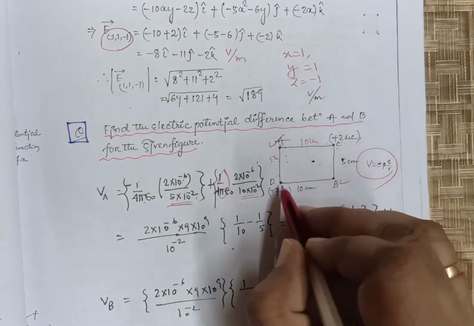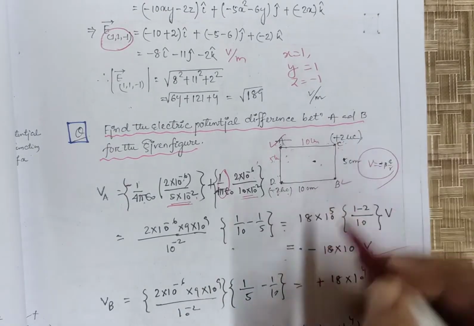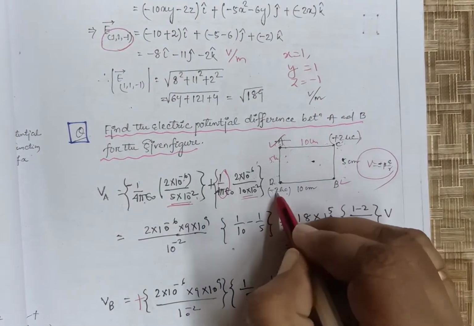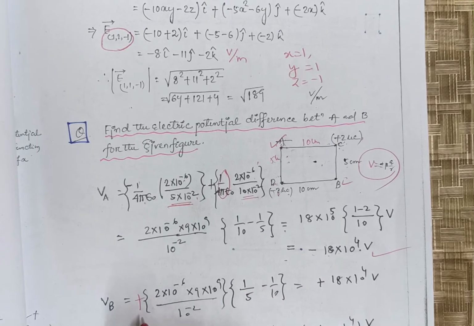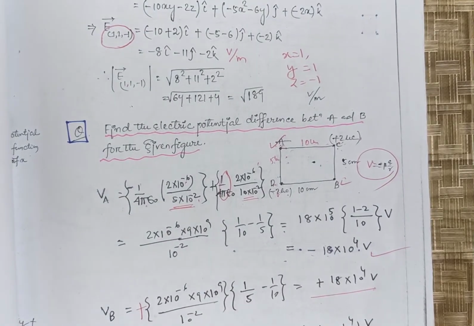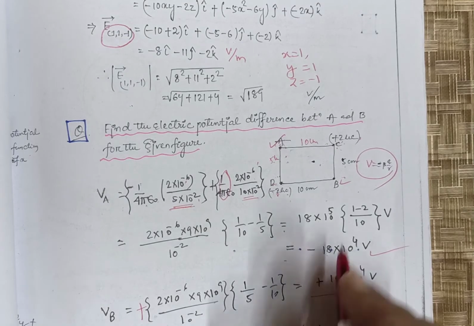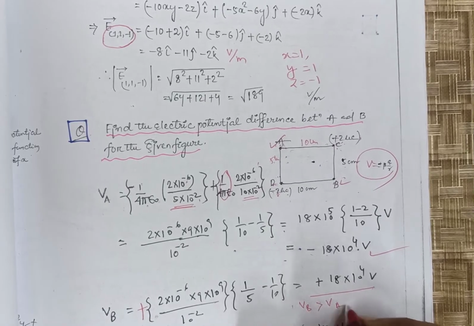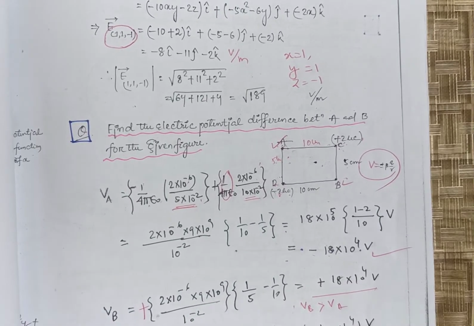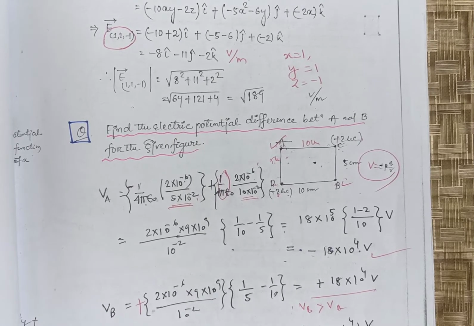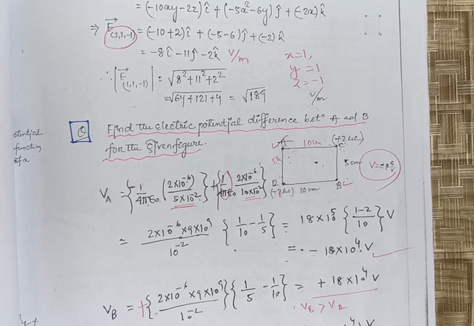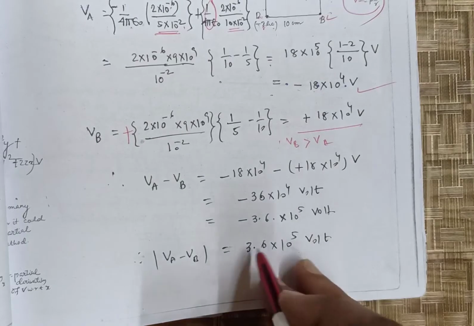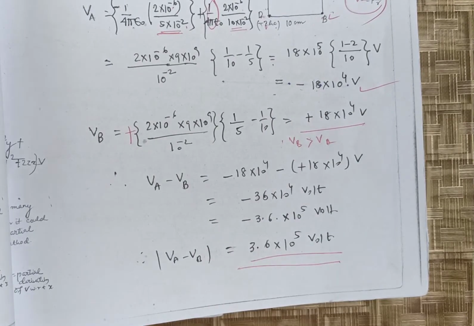Similarly, at point B, we first calculate C, and then D. For C the calculation is plus, so this term is plus. For D the calculation is minus, so this term is minus. The same type of calculation gives a value of plus 18 into 10 to the power 4 volt. That means the potential at B is greater than the potential at A. But here we have written VA minus VB, so the answer is negative. If you calculate VB minus VA, the answer will be positive. That's why we have taken the mod. So the change in potential difference between the 2 points is 3.6 into 10 to the power 5 volt.